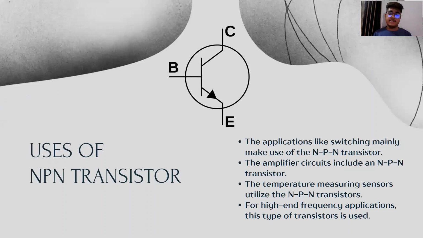Some uses of the NPN transistor. Applications like switching mainly make use of the NPN transistor. Amplifier circuits include an NPN transistor. Temperature measuring sensors utilize the NPN transistor. And for high-end frequency applications, this type of transistor is used.